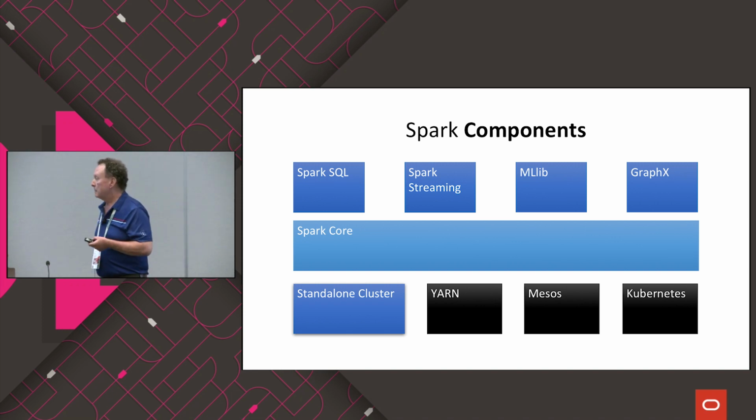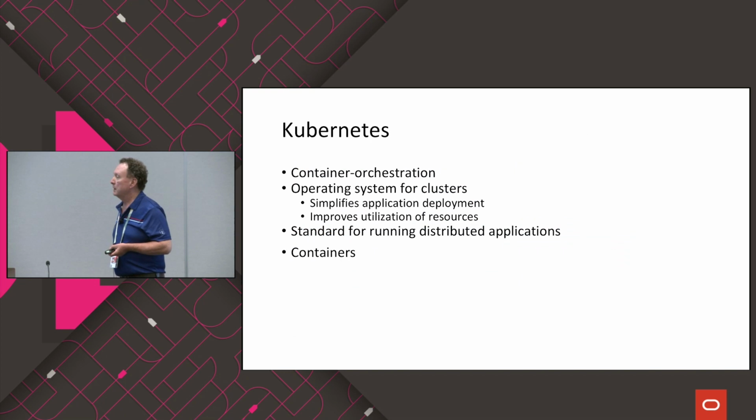So Kubernetes is about container orchestration. It's like an operating system for clusters. It simplifies application deployment, improves utilization of resources, and is becoming a standard for running distributed applications, and it runs using containers like Docker in particular and others.